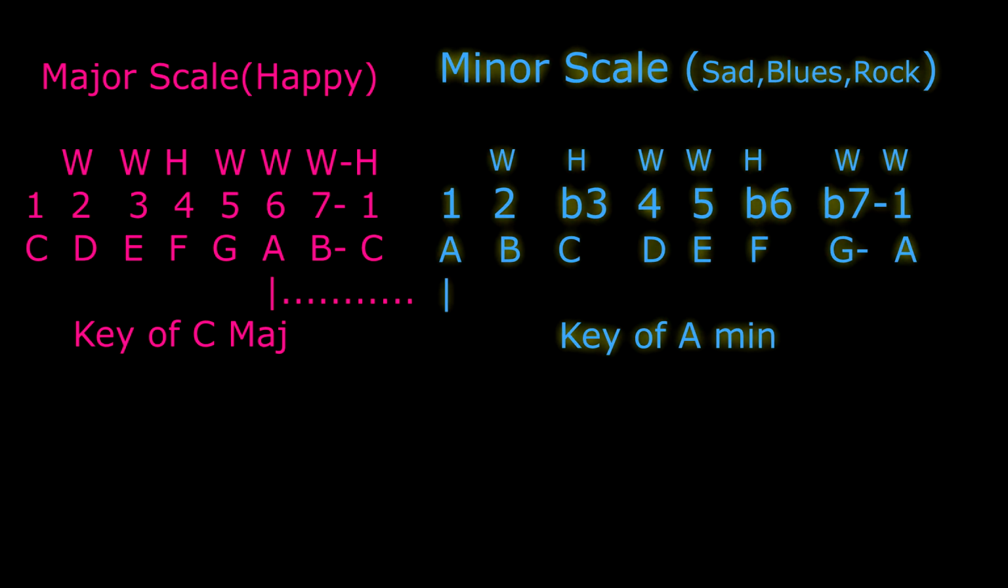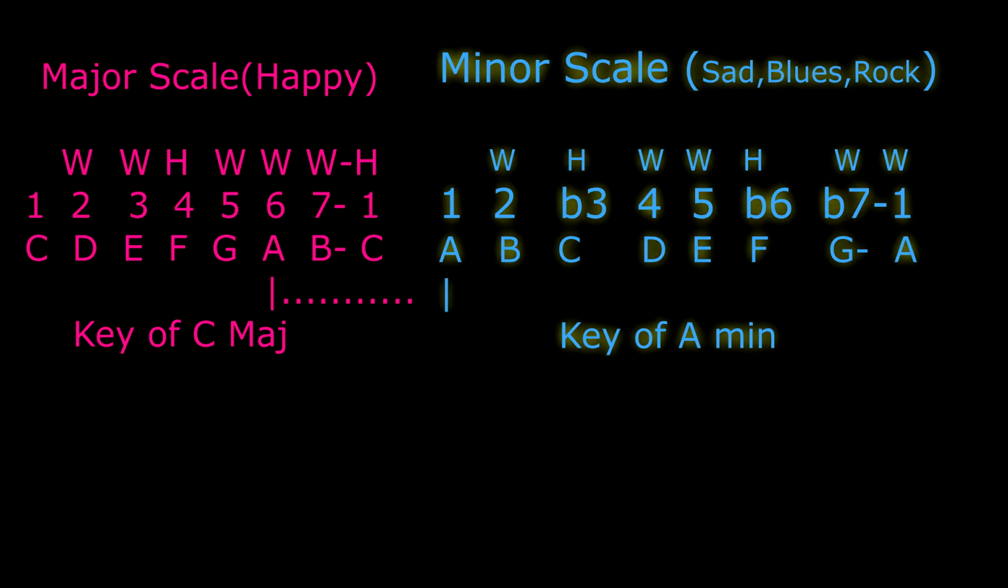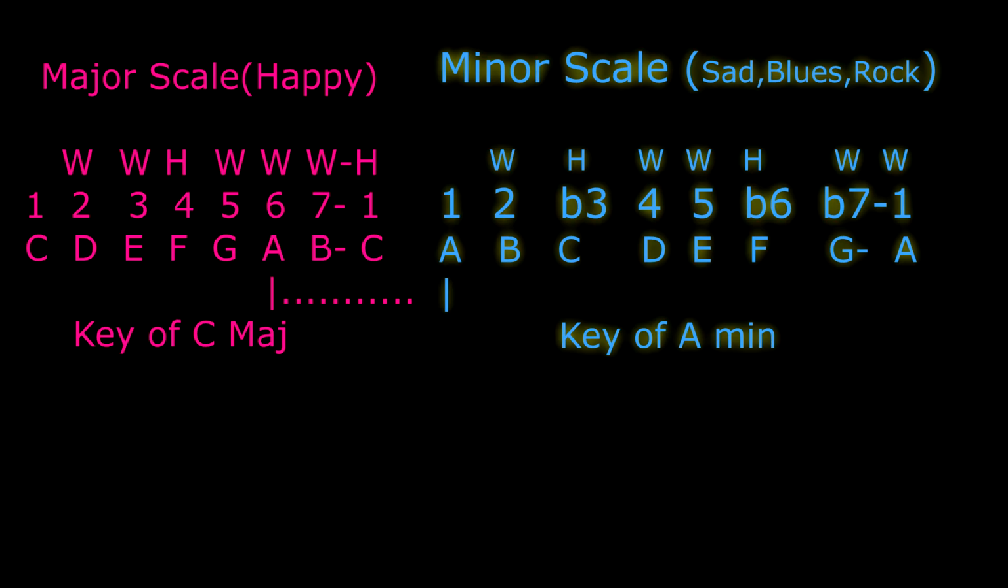This is the wow moment. This is where you realize C major, C, D, E, F, G, A, B, C, is exactly the same as A, B, C, D, E, F, G. Not one single note change. There are no black keys on a piano, no sharps, no flats. They're both the same. Why is this important?